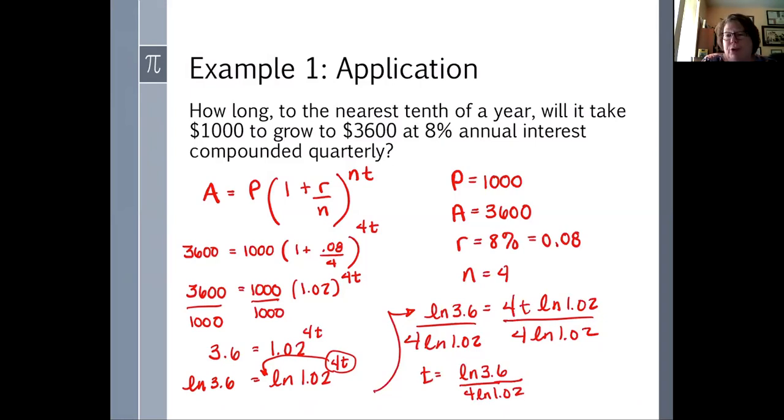This is a real world problem, so you're not going to want to leave it as an exact value. You're going to want to find a decimal equivalent. So I take my calculator out and take the natural log of 3.6 and divide that by 4 times the natural log of 1.02. I get approximately 16.2 years. So if I invest $1,000 at 8% compounded quarterly, it's going to take 16 years for that to increase to $3,600.